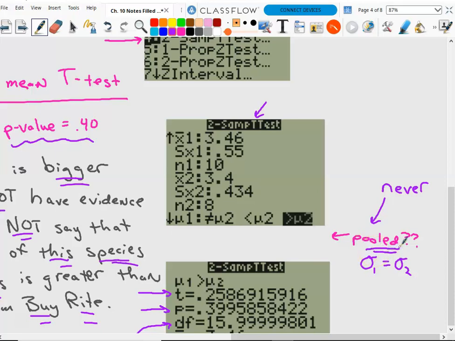And if you paid attention to the last video, we always pooled the proportions just automatically. You didn't have to make a choice. I'm just saying don't ever make the choice of pooled. Just trying to help you out. Make things simple.